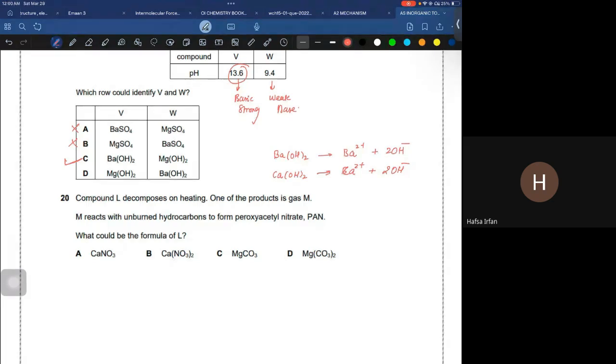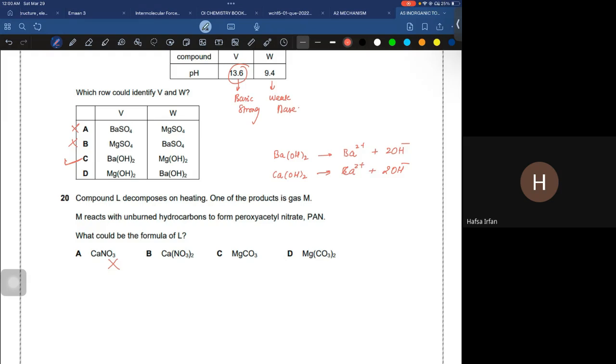Compound L decomposes on heating. One of the products is gas M. M reacts with unburned hydrocarbon to form peroxyacetyl nitrate. What could be the formula of L? They are saying it decomposes on heating. Look, the formula itself is wrong. The charge for calcium is 2. It should be Ca(NO3)2, just like option B.